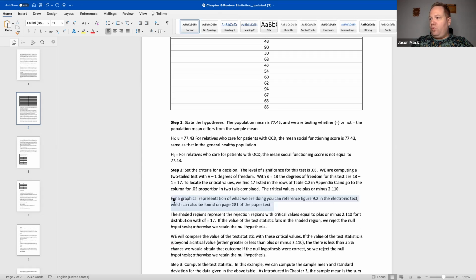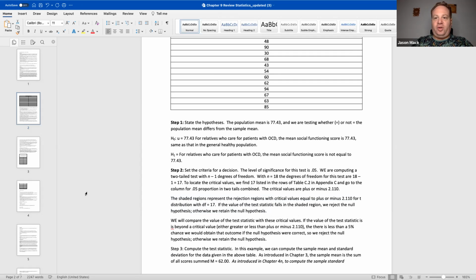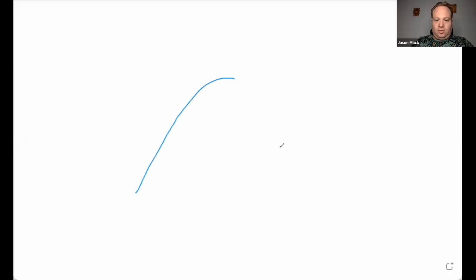So if we use the whiteboard here, what we're talking about is where our cutoff regions are. Here are our cutoff regions. This is for the two-tailed test, plus or minus 2.110 on both sides. Of course, this will be your negative, this will be your positive.